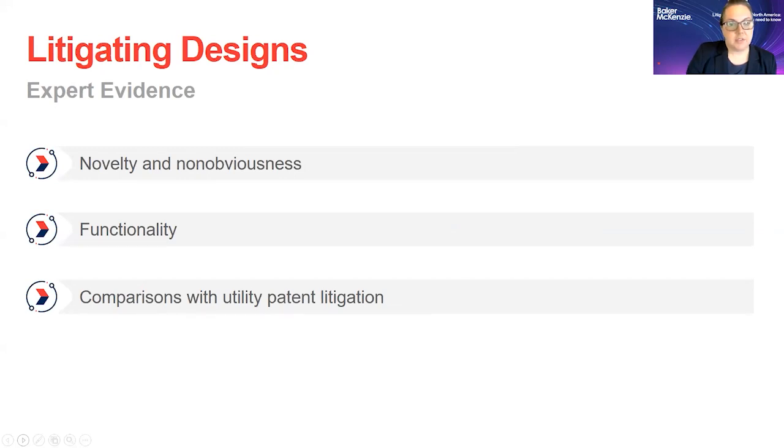In terms of experts, expert evidence can certainly be used in design patent litigation, although they are most commonly used in very specific areas such as obviousness. For example, what does a person of ordinary skill in the art know? And also in functionality assessments. So in order to show design patent invalidity, an expert may weigh in on the fact that certain aspects of the claim are merely functional and not ornamental. So those are the two contexts that typically expert evidence can be most helpful in.